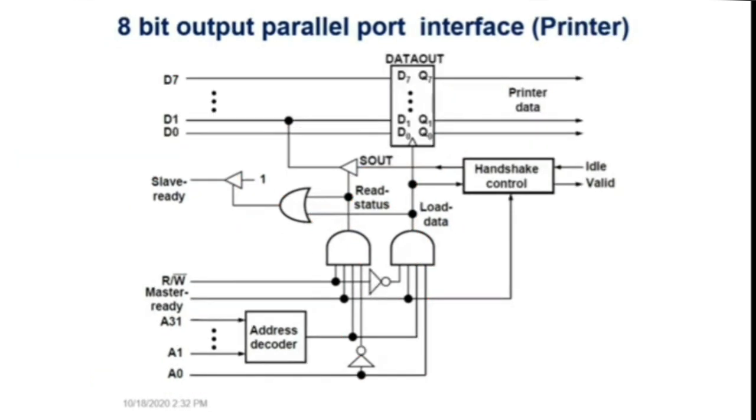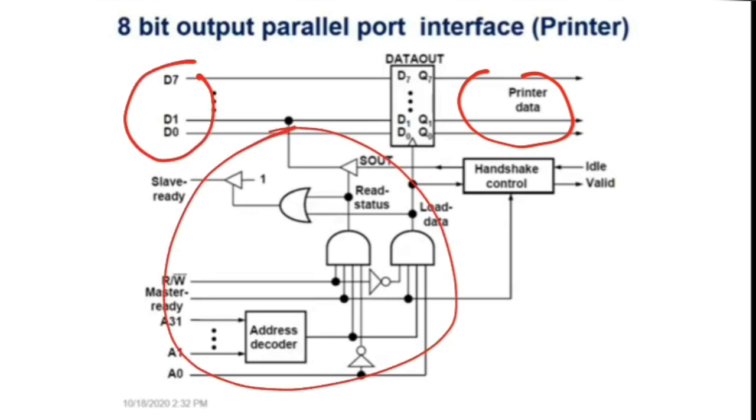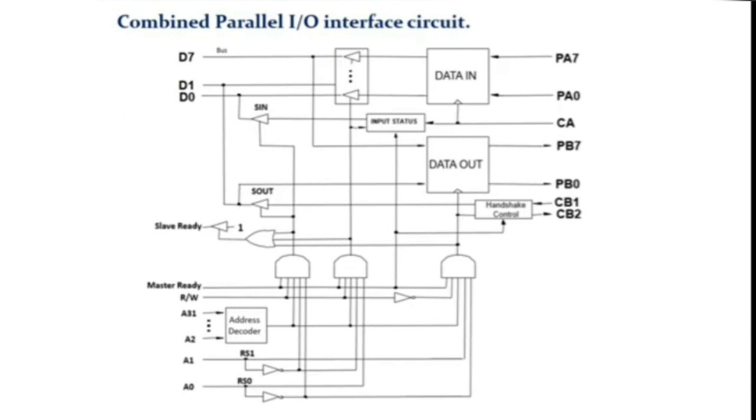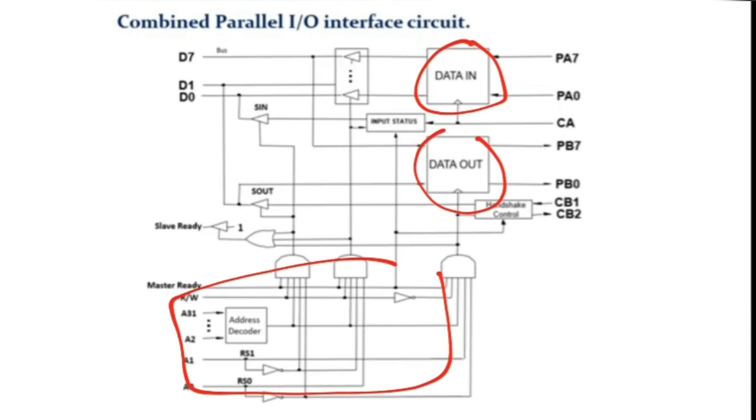Same is for printer also. Just the printer will have the output here, the data will come from here, and the same things happen here also. And coming to the next one, which is combined. See, the data in and data out both had the same things, address, decoder, everything was same. So if we combine, it will look like this, and the function is all same.